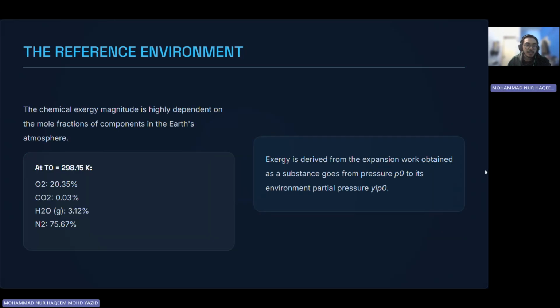Now, the reference environment. The chemical exergy magnitude is highly dependent on the mole fractions of components in the Earth's atmosphere. At T0, which is around 298.15 Kelvin, oxygen is about 20.35%, carbon dioxide is around 0.03%, water vapor is around 3.12%, while nitrogen gas is 75.67%. Exergy is derived from the expansion work obtained as a substance goes from pressure P0 to its environmental partial pressure.